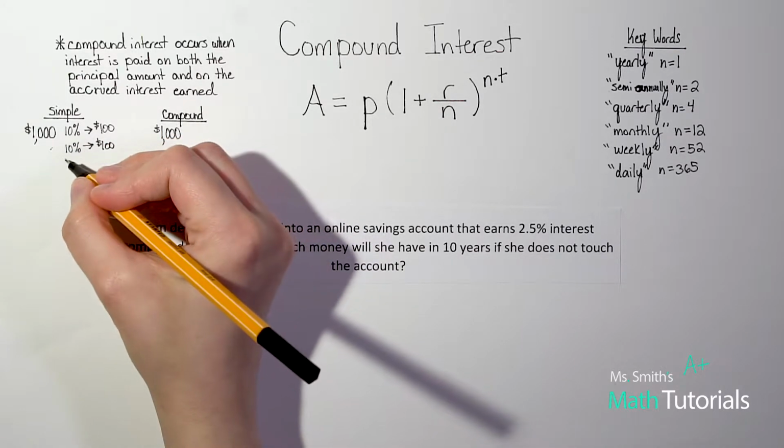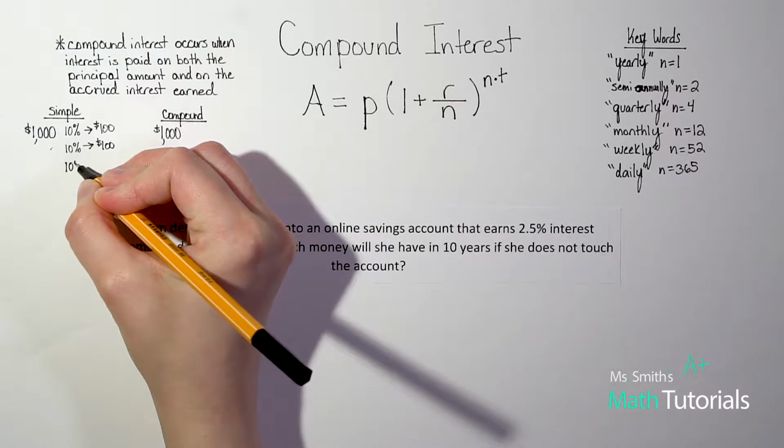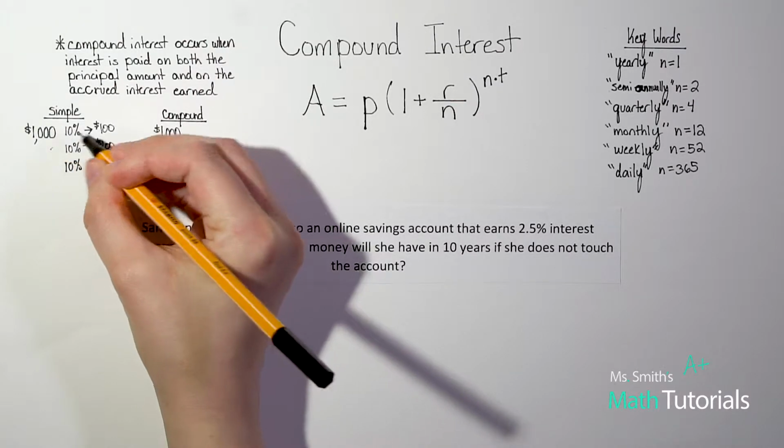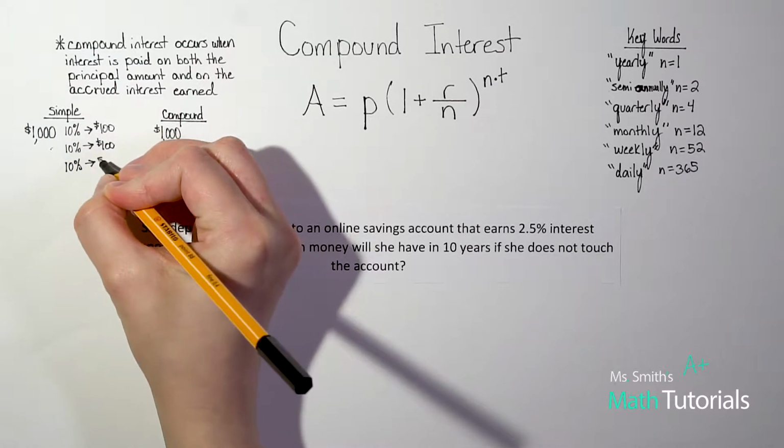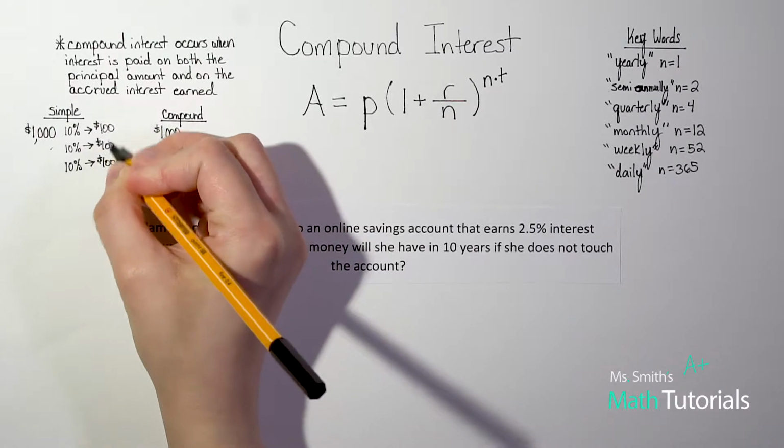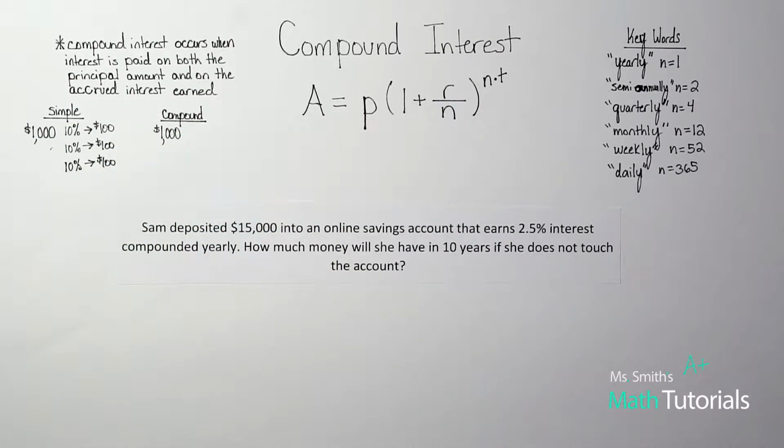And then again, for the third month, I also get 10% on the principal amount. So again, I get $100. Not too bad, right? I mean, that's quite a lot of money. $300 is not too bad. But let's look at the difference between a simple interest and a compounded interest.